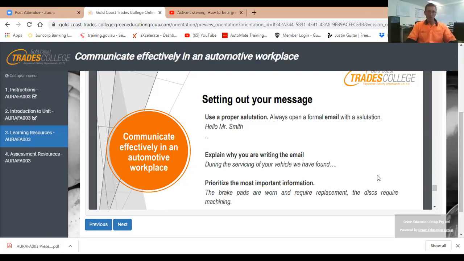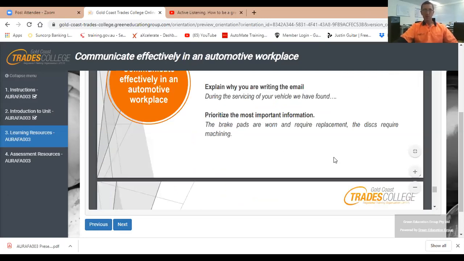So use a proper salutation. Always open a formal email with a salutation. Hello, Mr. Smith. Explain why you are writing the email. During the servicing of your vehicle, we have found XYZ. Prioritise the most important information. The brake pads are worn and require replacement. The discs require machining.